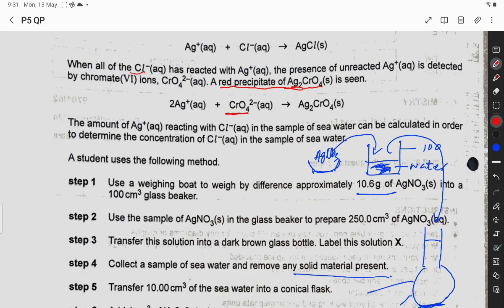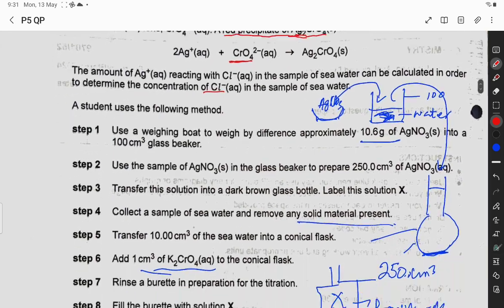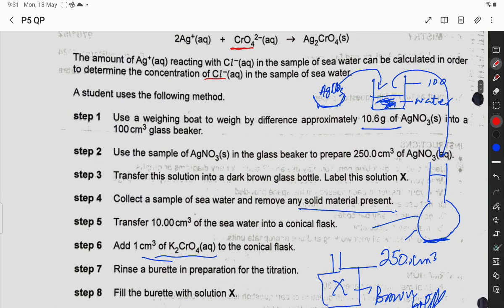The amount of Ag positive reacting with chloride ion in the sample of seawater can be calculated in order to determine the concentration of chloride ions in the sample of seawater. A student uses the following method. Step 1. Use a weighing boat in which you have to weigh the sample.